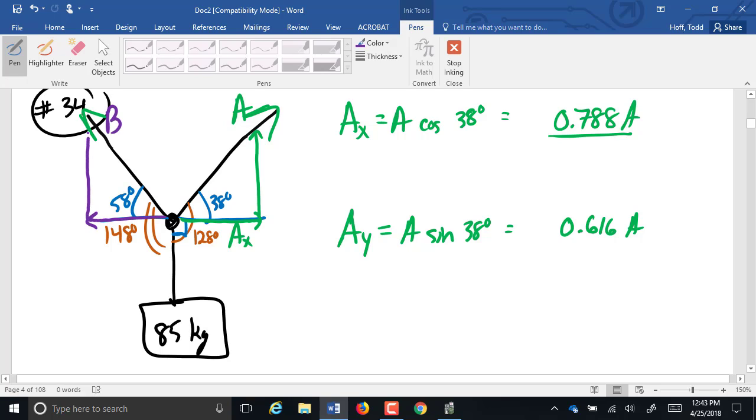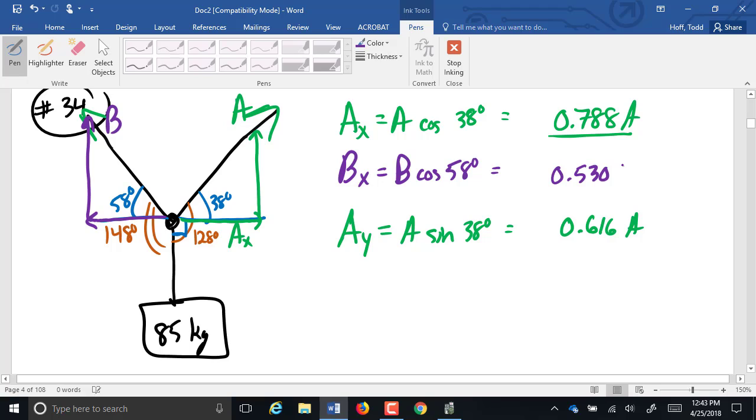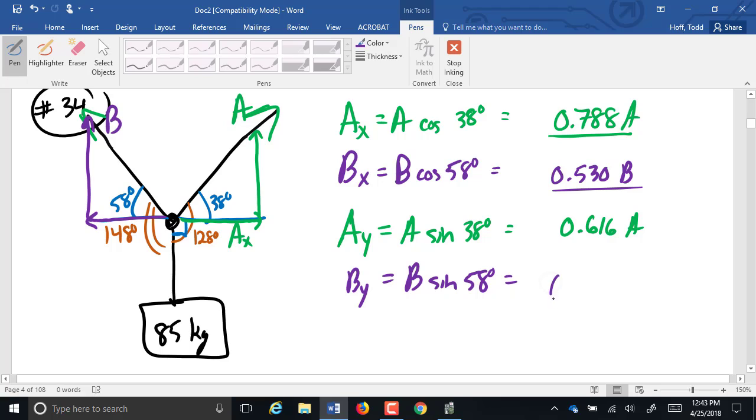I have a horizontal component and a vertical component. Bx, the horizontal component of B, is going to be B times the cosine of that angle of 58 degrees. So cosine of 58, 0.530. That's 0.530B. And then By, the vertical, is B times the sine of 58 degrees. So sine of 58, 0.848, is the vertical component.